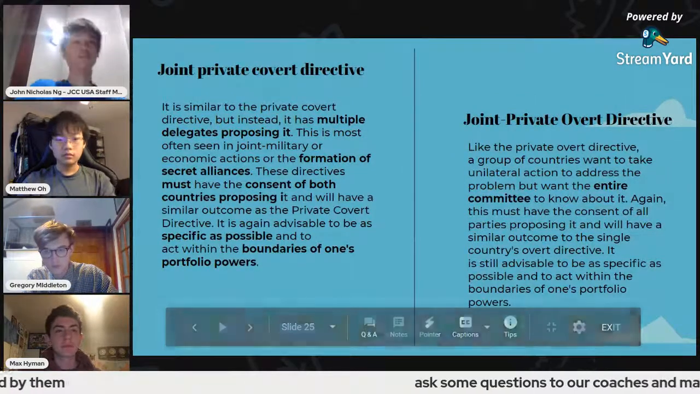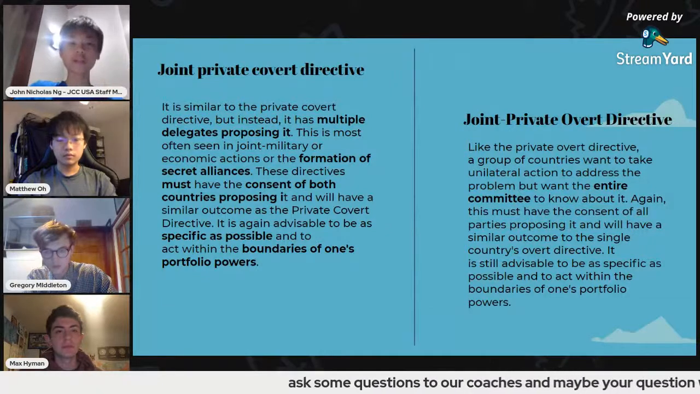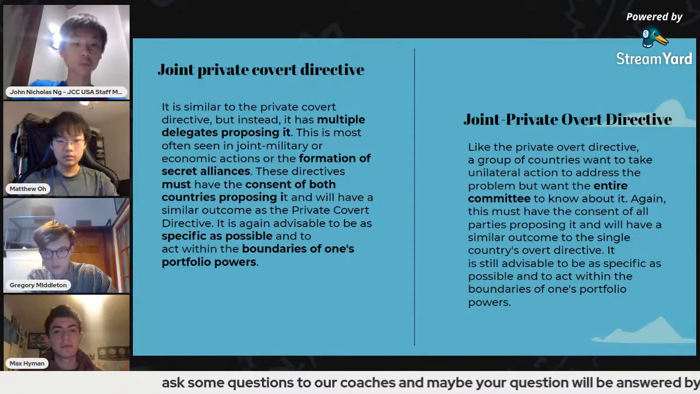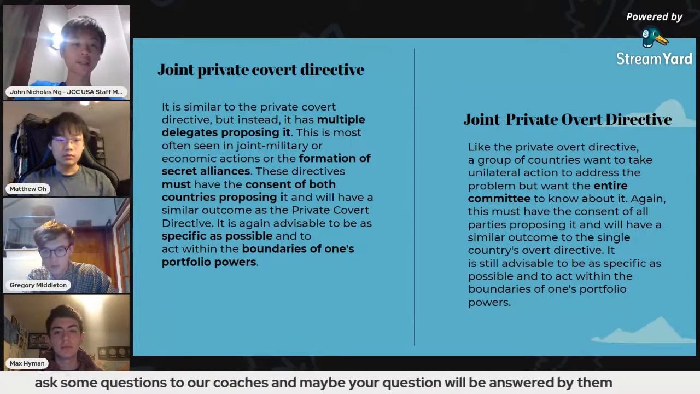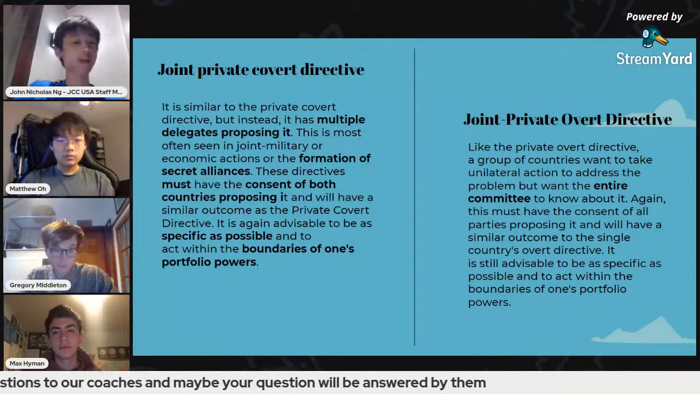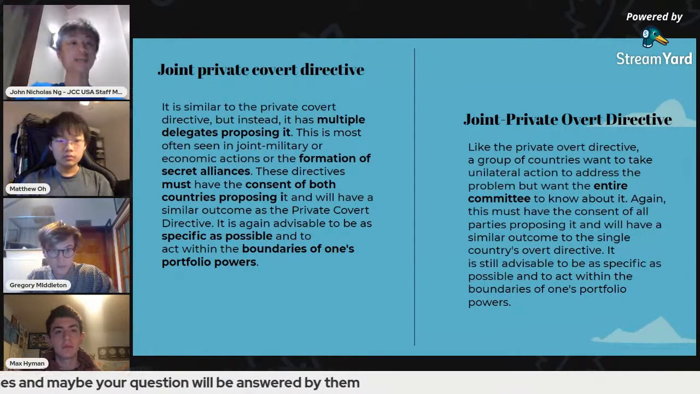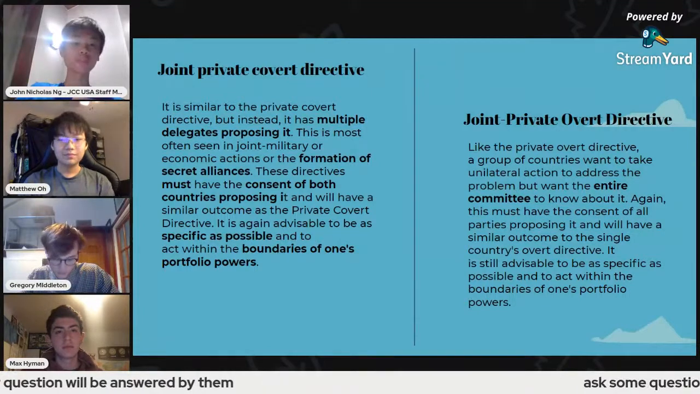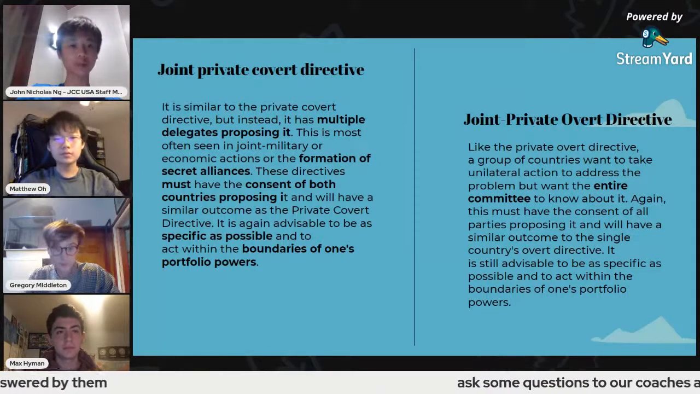All right. Now we move on to the last two private directives, which are the joint private covert directive and the joint private overt directive. Honestly, as Max said in the last slide, please do not overthink this, as these are both the plural forms of what Max was talking about.